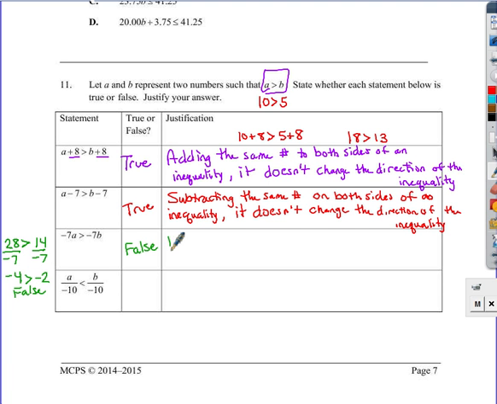So when you multiply by a negative number, the inequality must be changed.